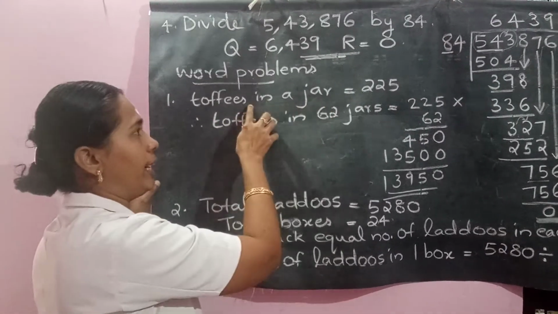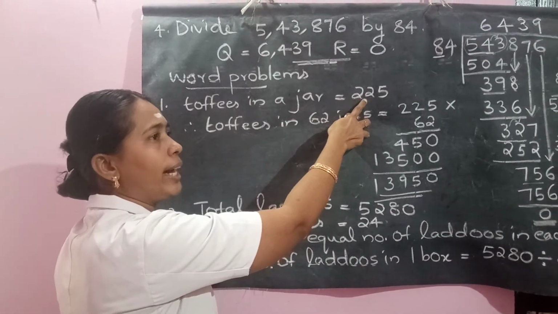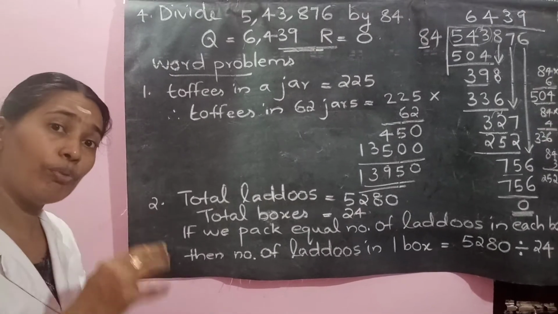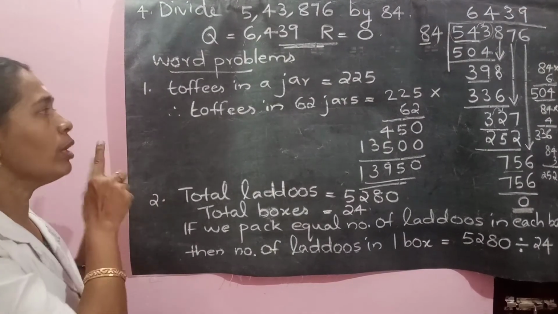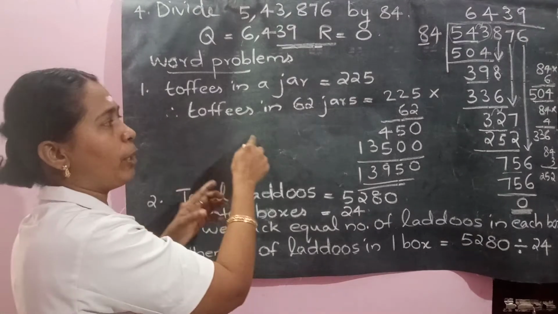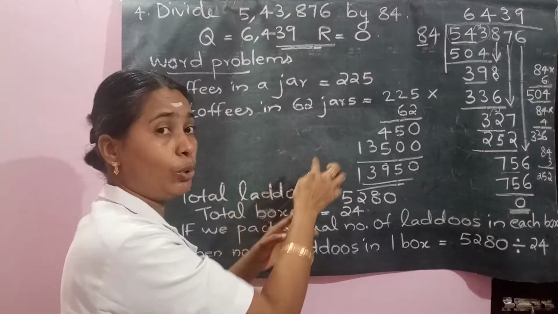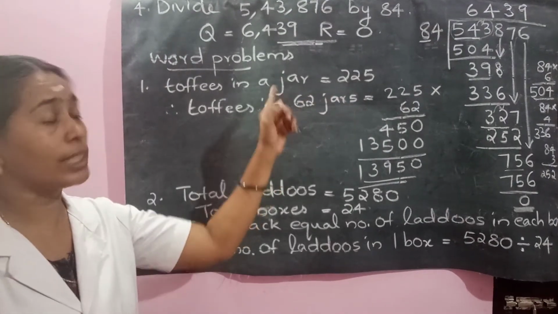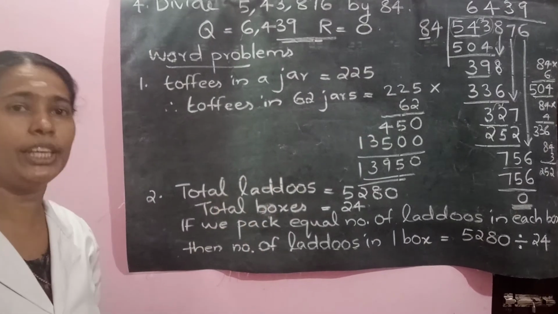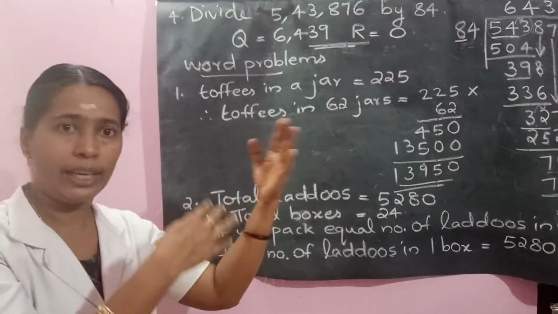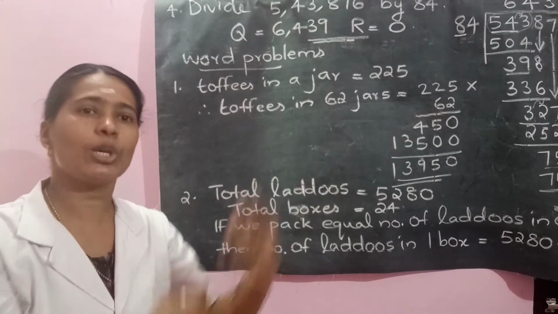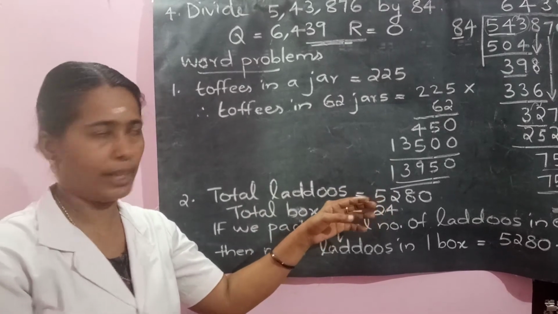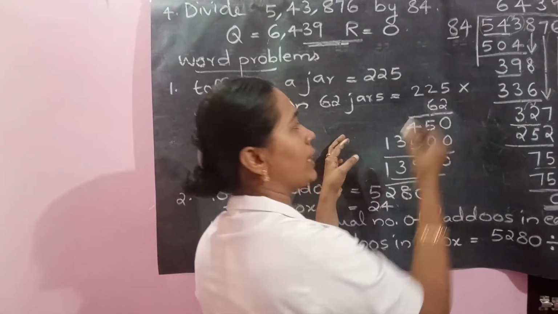A jar contains how many toffees? 225. He is keeping 225 toffees in one jar. So the question is, what will be the number of toffees in 62 such jars? One jar has this much, so what about 62 jars? We need to multiply, isn't it? The number will increase, so we have to multiply. That is 225 into 62.